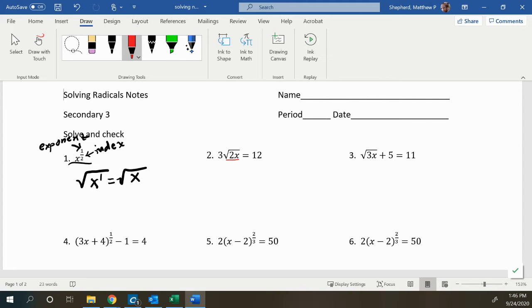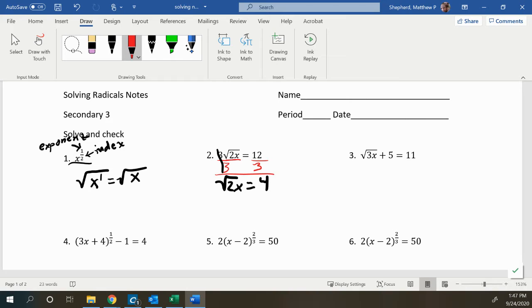All right, in this next problem, first thing I want to do is get my radical alone. So before I can even start solving what's inside the radical, I need to get the radical alone. I do see that we've got that 3 with it, so I am going to divide both sides by 3. We were multiplying the radical by 3, so we will divide by 3 to undo that operation. 3 divided by 3 is 1, leaving us with the square root of 2x. 12 divided by 3 is 4. Now we're ready to deal with the radical.